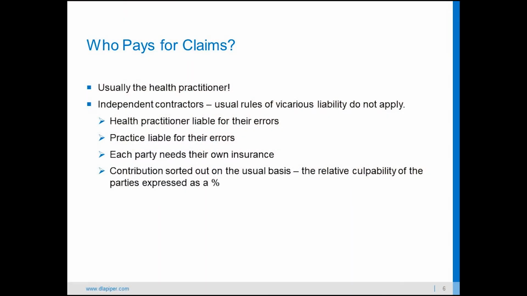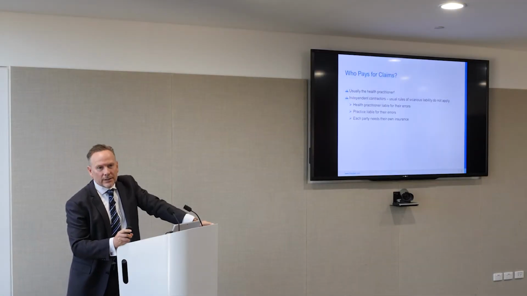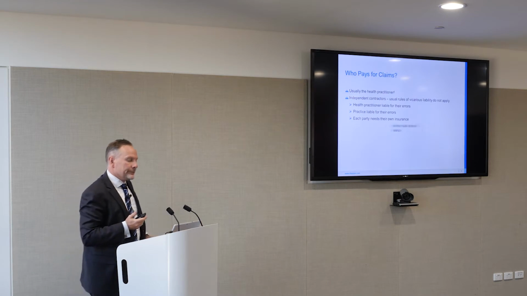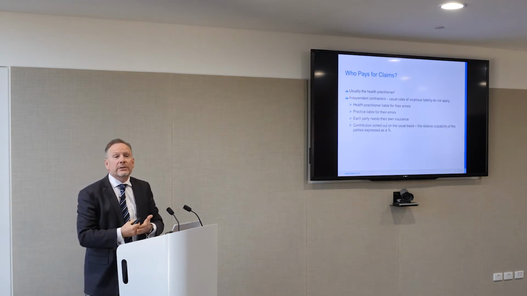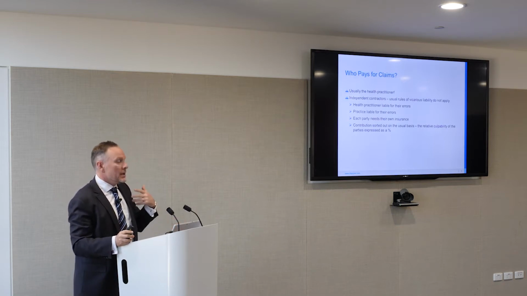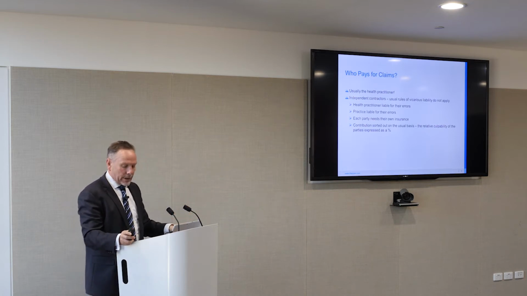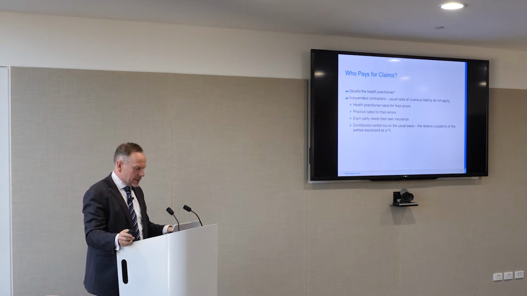Okay, so let's start by asking, all right, well, who pays for claims? Usually it's the health practitioner, right? They are independent contractors and the usual rules of vicarious liability do not apply. So it's the health practitioner that's liable for their own errors. Now the practice can be liable for their errors. We're going to talk about what those errors are, and each party needs their own insurance. And then contribution is sorted out on the usual basis. The courts apply rules of what I call relative culpability, which is the extent you've caused the problem and your culpability for that problem. And this is expressed as a percentage.